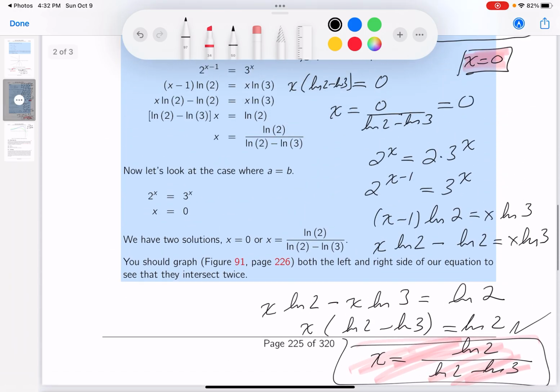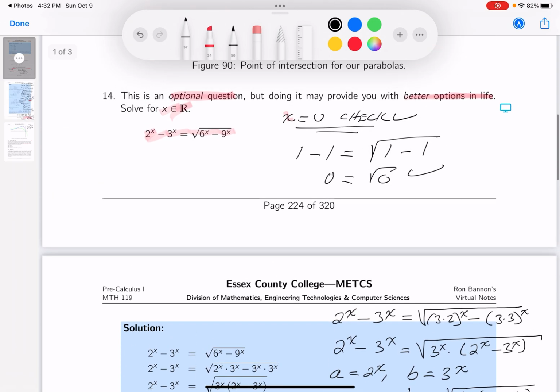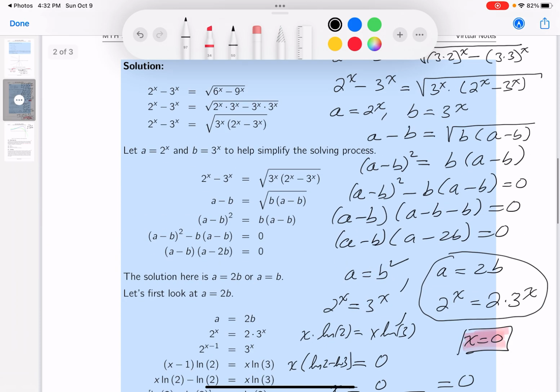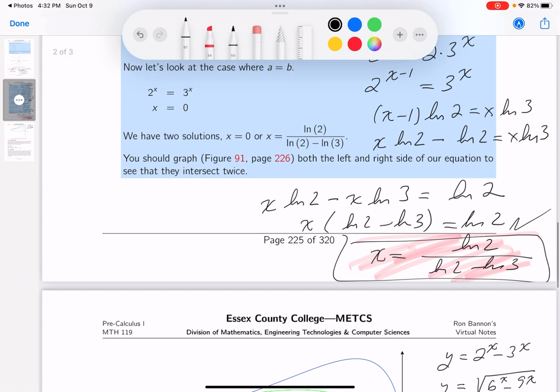Let me just go back up here and show what I'm talking about. I'm graphing each side, and I'm wondering, where do they intersect? Now, what am I claiming? They intersect at two places. One place is where x is 0. The other is where x is equal to the natural log of 2 divided by the natural log of 2 minus the natural log of 3. So we have two different answers.